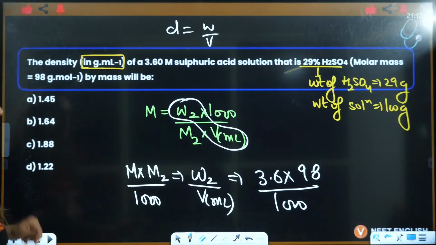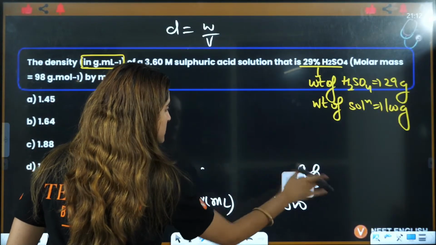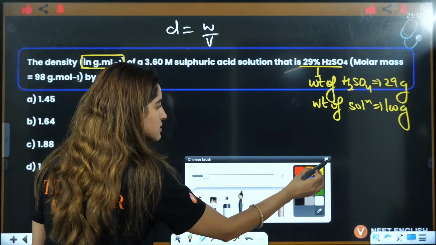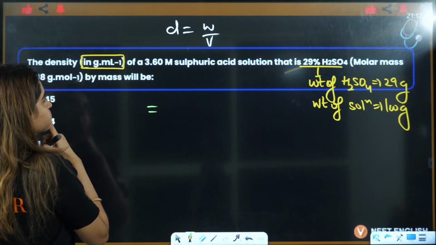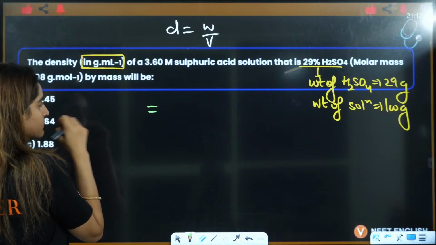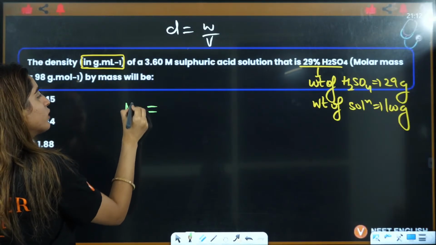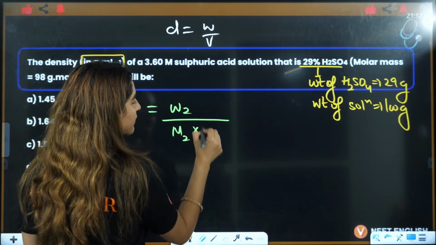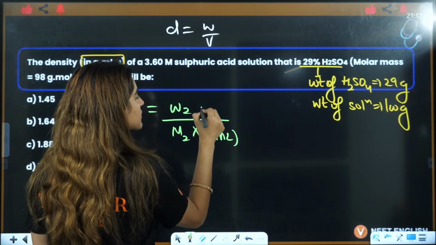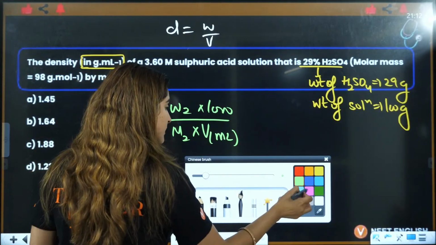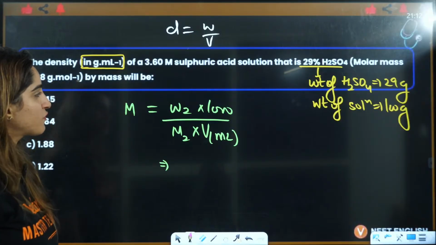So let's see what is the other way. The other way is that this is given to be 29. Okay, let's do this. I just did a shortcut. Molarity, this is W2 by M2 multiplied by volume in milliliter. This is multiplied by 1000. I think that is because 29% is given. Na? That is because of that.